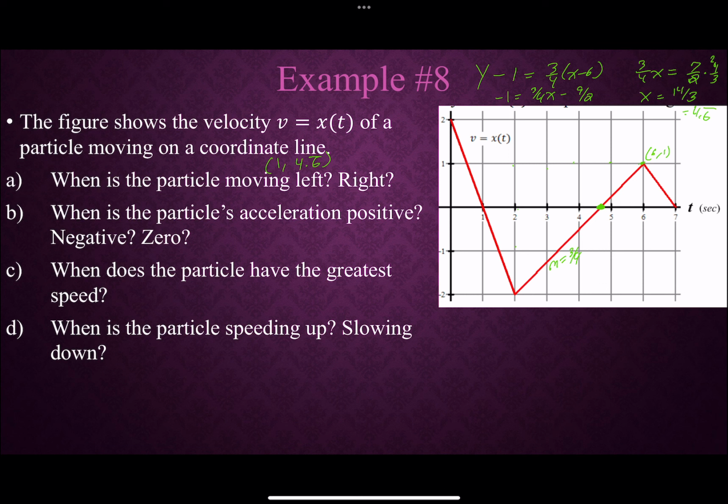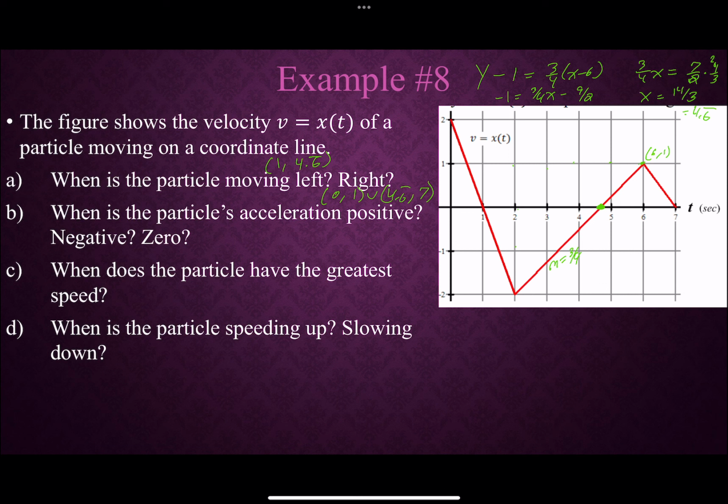And that's it. It's going to move right from 0 to 1, because that's where it's above, and then again from 4.6 repeating until we get to 7. So again, we're not looking at slope here because we're given the graph of velocity. So we already have the velocity. We're looking for where the velocity values are positive or negative.